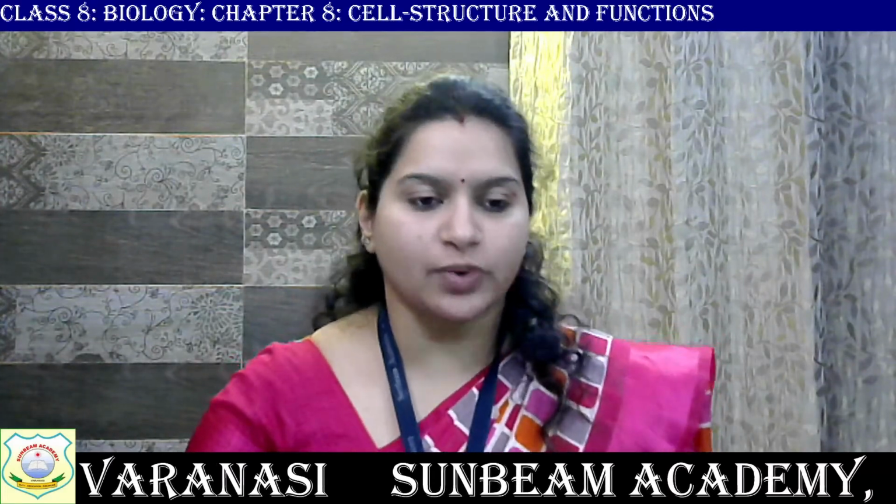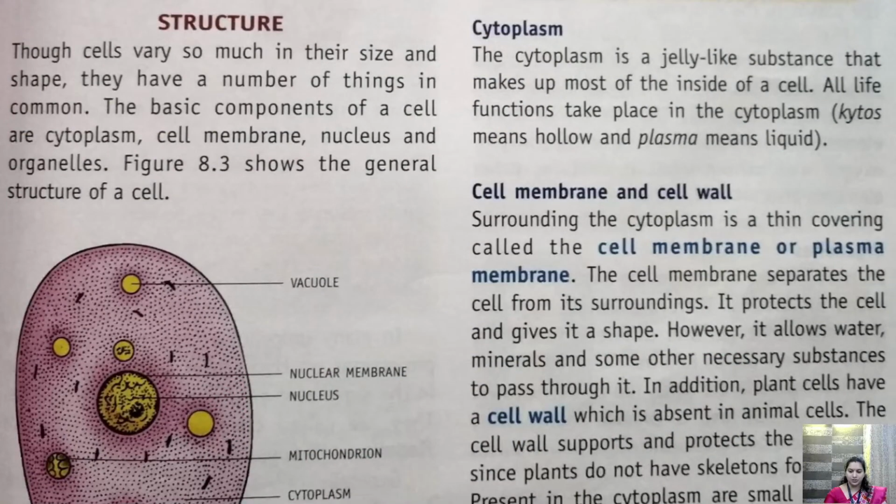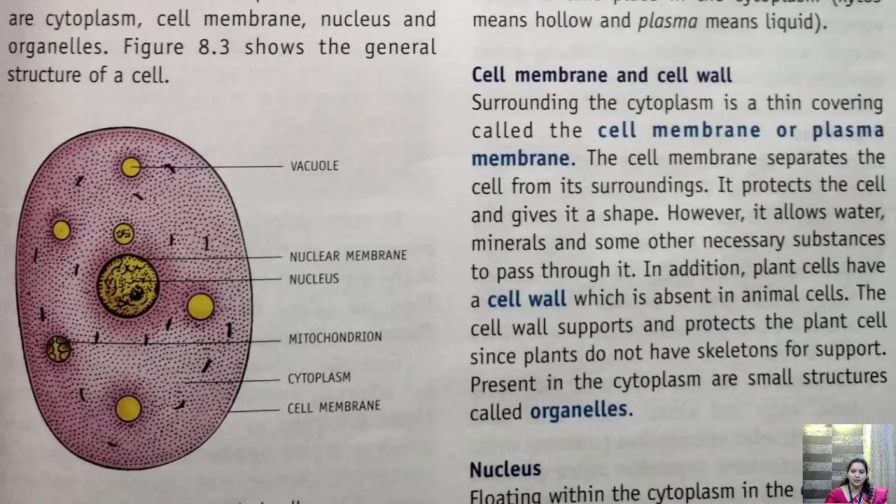So just quickly go to the chapter and see what figure is given here. So children, we have this figure here. We have this cell membrane, got it? Then we have the cytoplasm, then we have the nucleus, then this is called the nuclear membrane. Then we also have a vacuole. We'll discuss the difference between plant cell and animal cell, and then we'll discuss the vacuole. And we also have our mitochondria. These are the organelles of the cell.